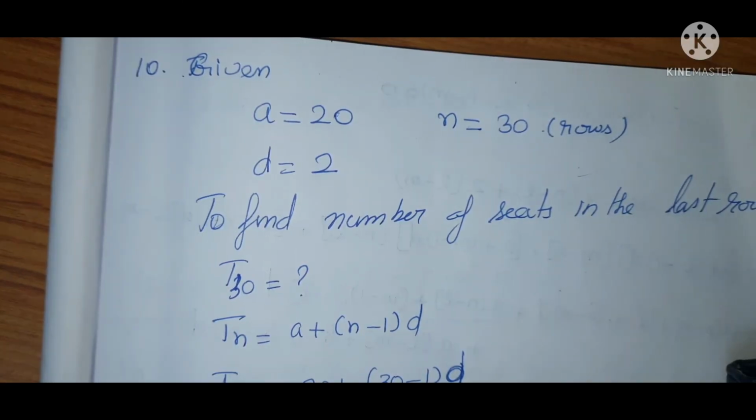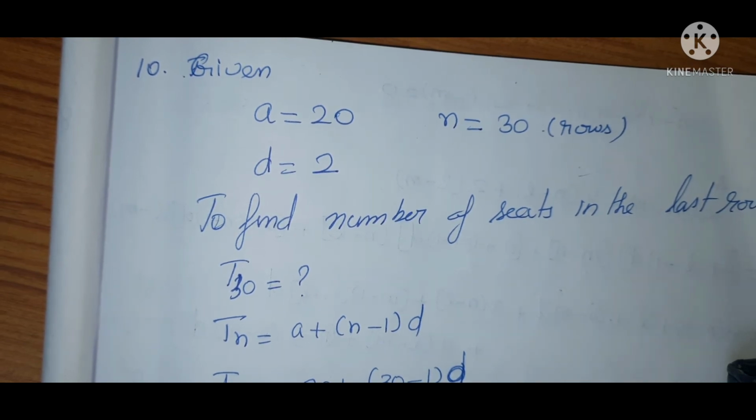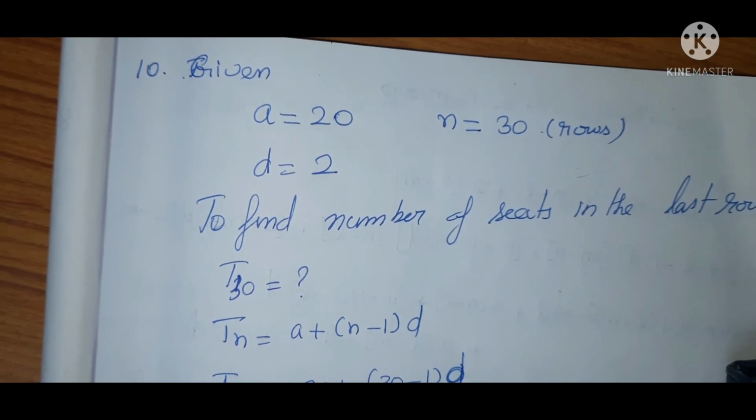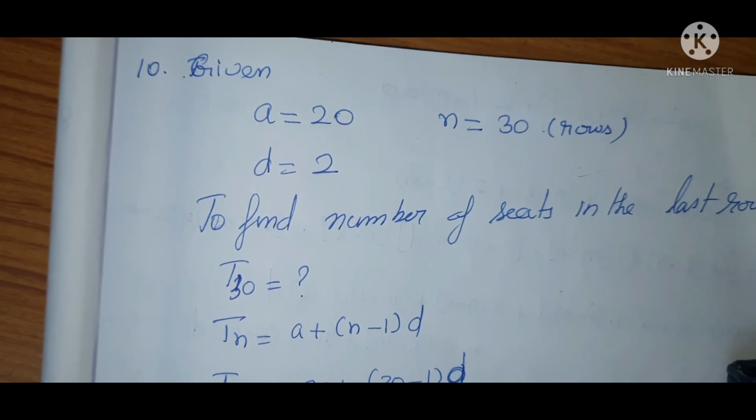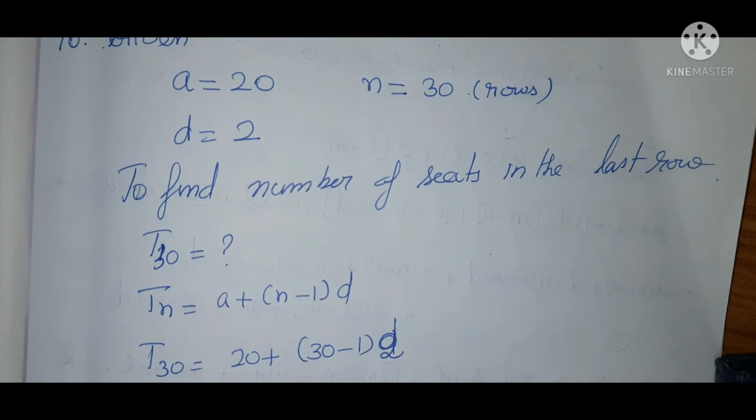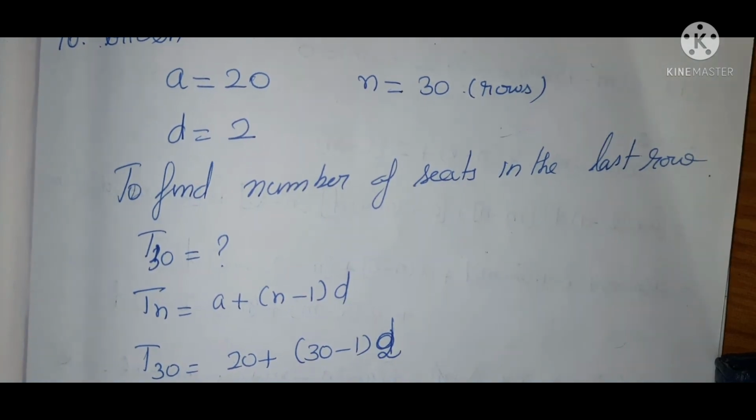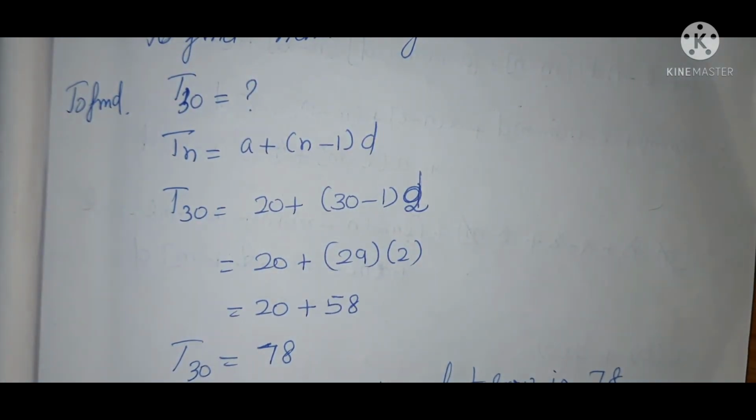Here a is 20. The number of seats in the first row is 20, so a is 20. d is 2, the addition in each row is 2. n is 30, the total number of rows is 30. To find the number of seats in the last row, we need to find T30.